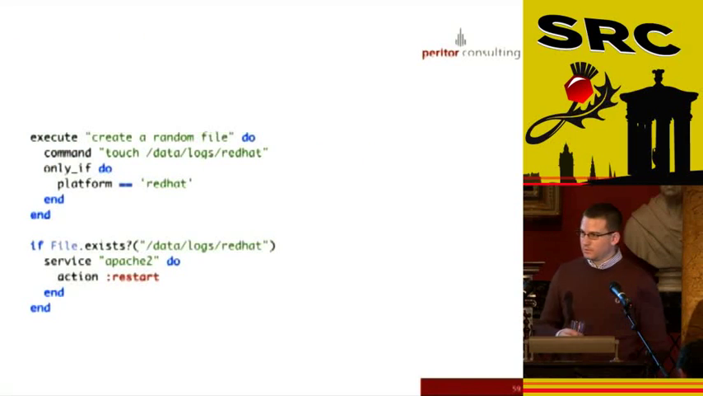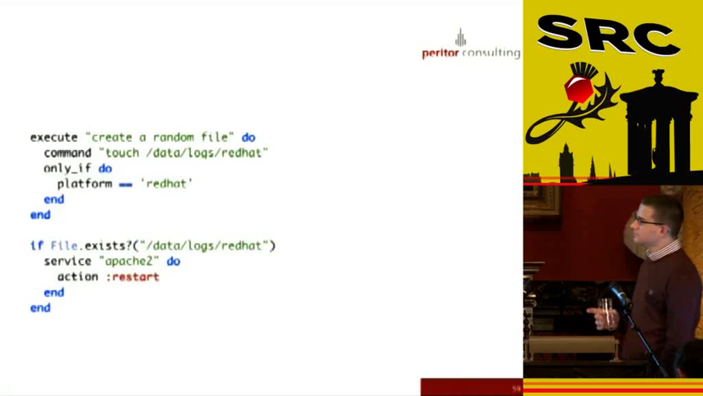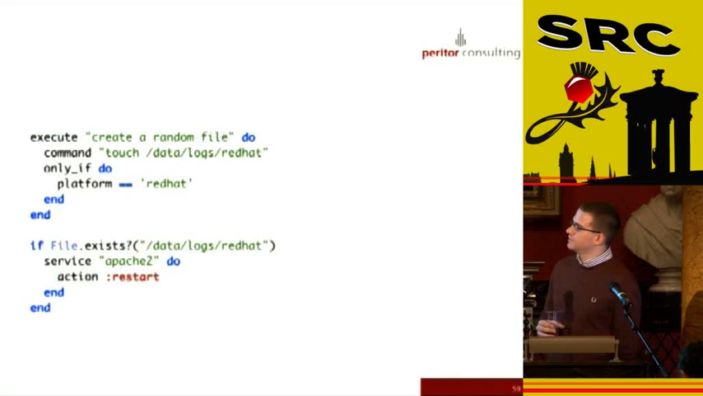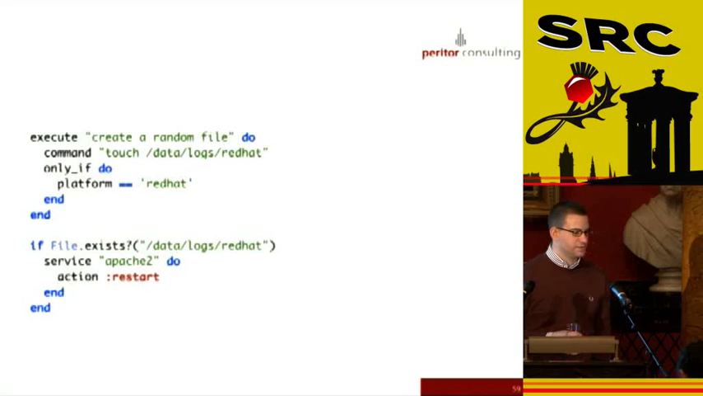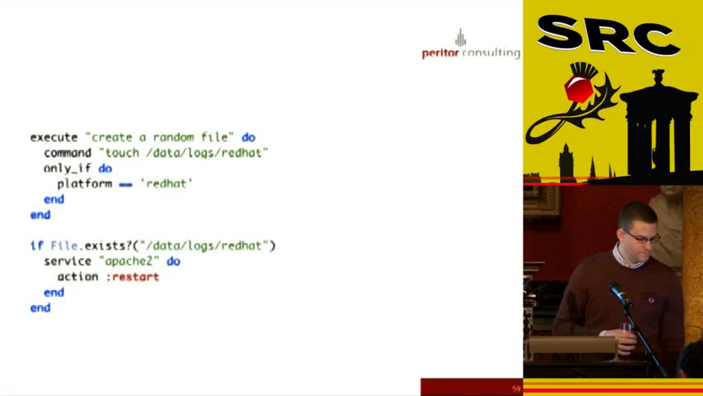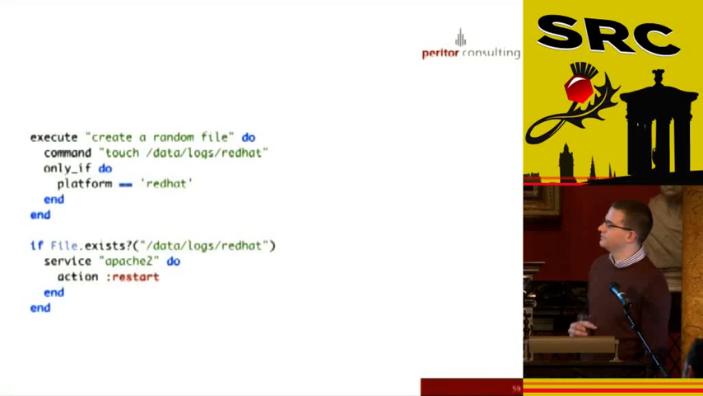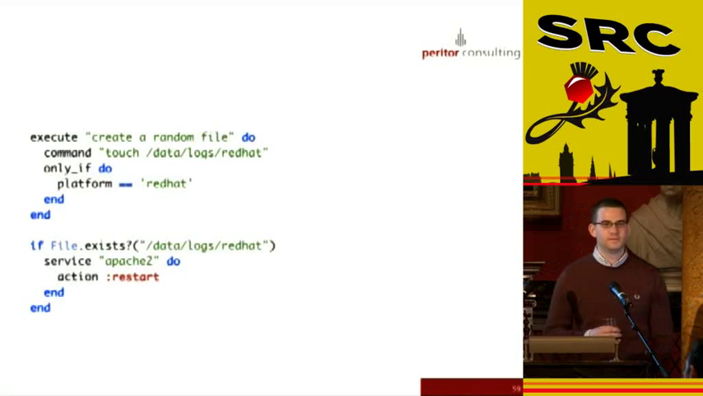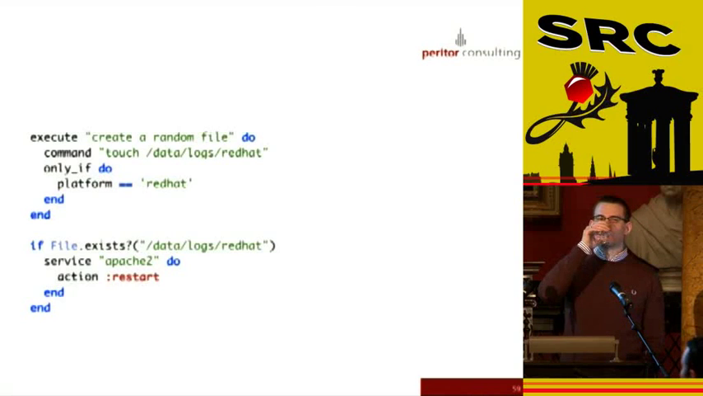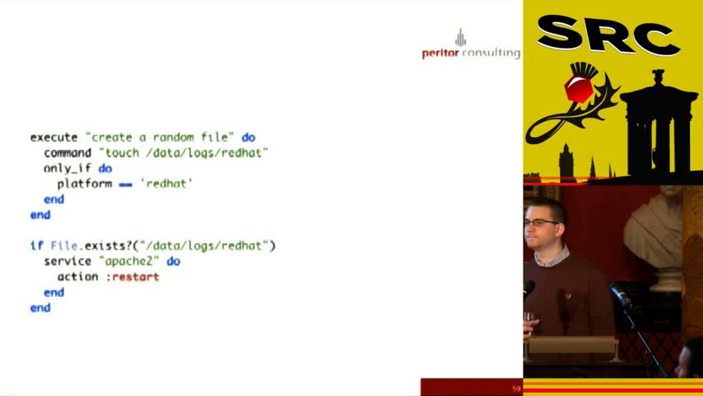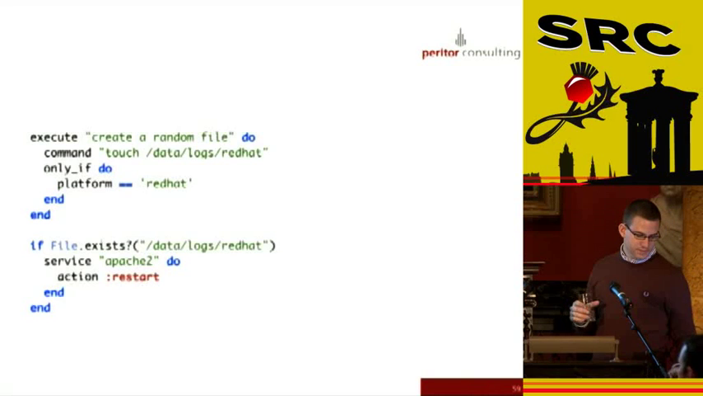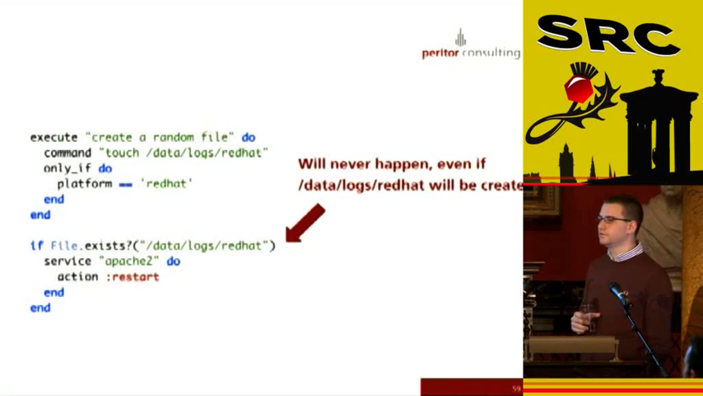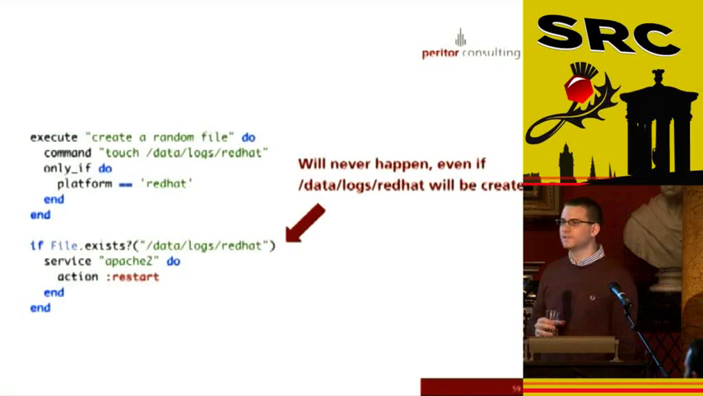So if you have a more complex Chef recipe, like this one, I want to touch some file on Red Hat, and then I check, okay, if this file exists, I want to restart Apache. Does anybody who maybe has done something with Chef see a problem? Pardon? So the second part will never be executed, even if we are on a Red Hat machine.